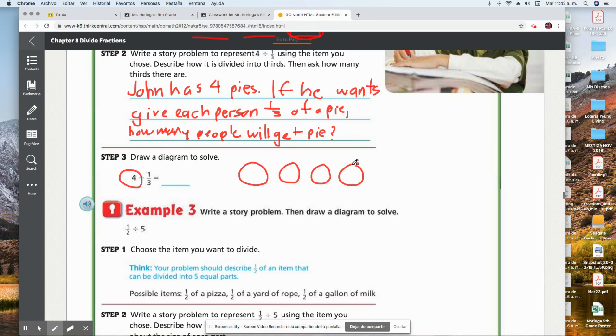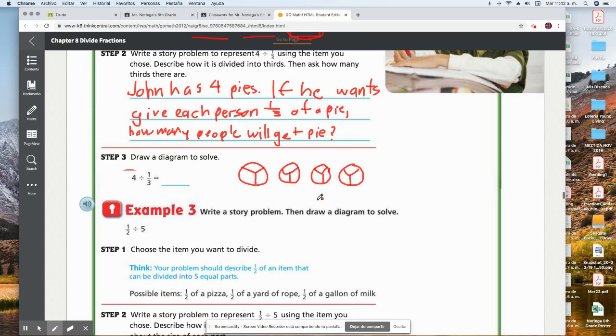3, 4. Okay, the divisor tells us how many pieces to divide each pie into. I need to divide it into 3 pieces. So I get the first pie and I write out a capital Y in the middle. Sorry, it's very hard to draw with the mouse. I don't have the pen. Okay, here we go.